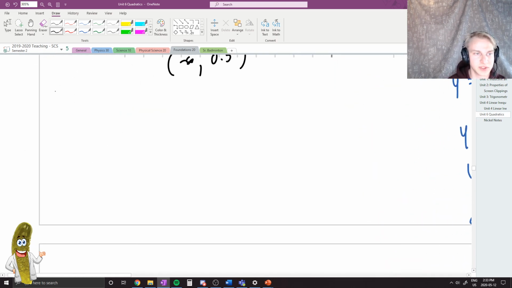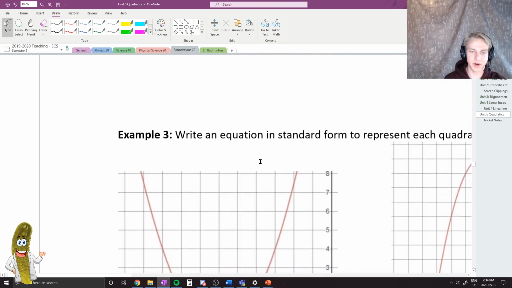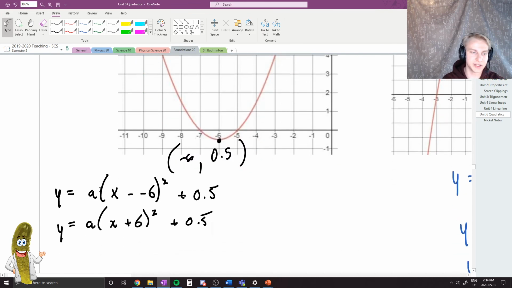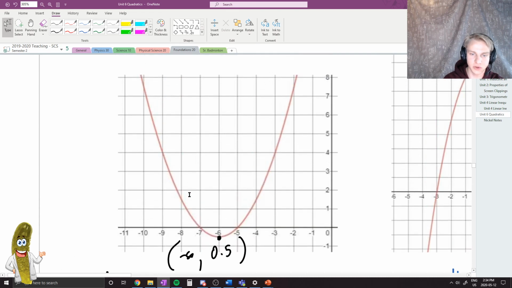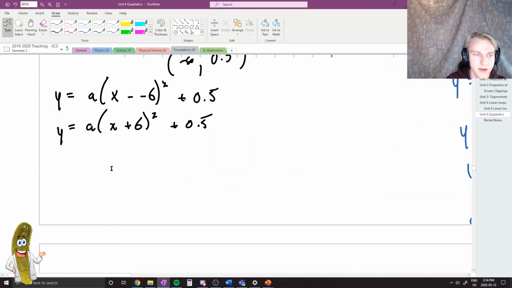And so what we would do is we'd say y is equal to a times x minus a negative 6 squared plus 0.5. We could simplify this to y is equal to a times x plus 6 squared plus 0.5. And then what I would do is I would try to FOIL this out. And then I would actually solve for a here first, and then we'd have to FOIL it out. So let's choose an easy point here. Let's choose 0, negative 5.